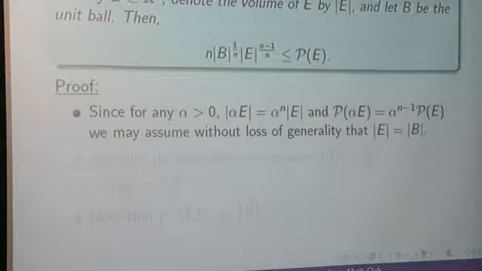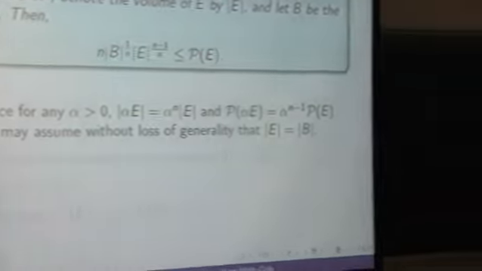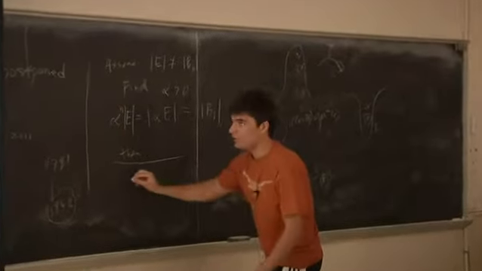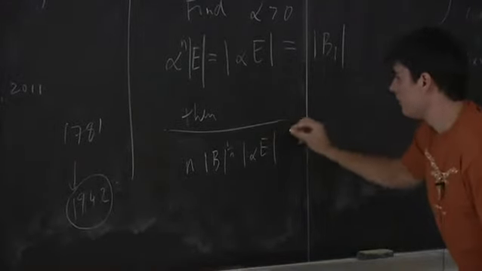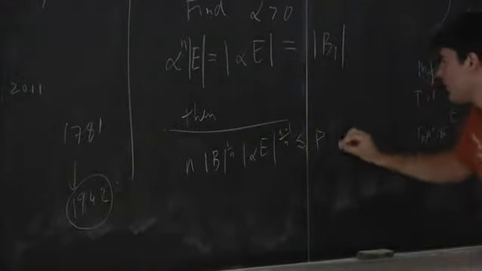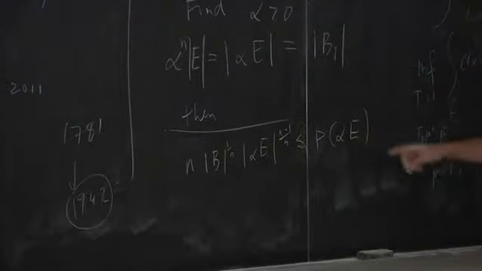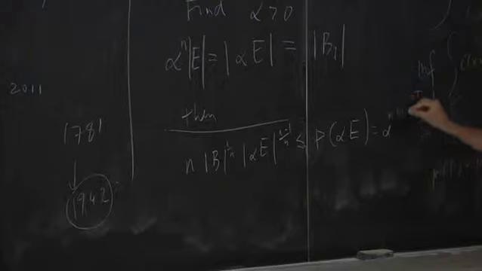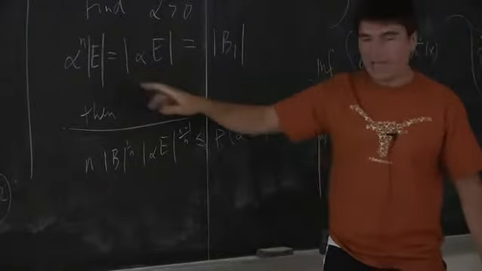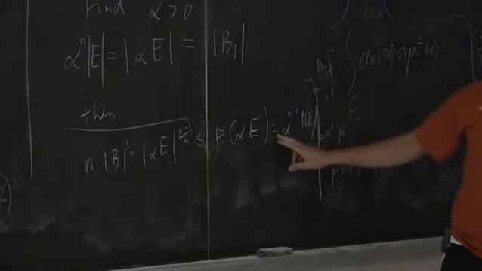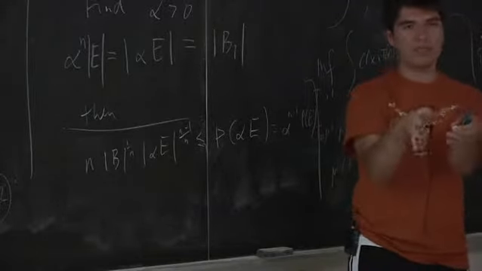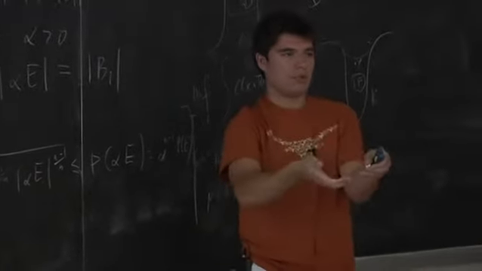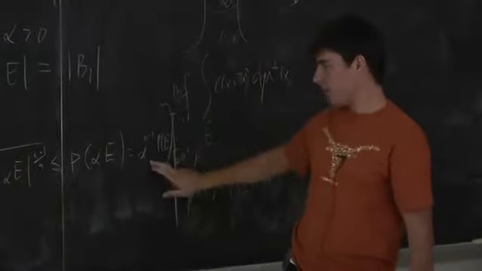So since alpha E, this new set, has the same mass as B1, and we assume that the inequality is true, then we get that the inequality is true with alpha E. But the perimeter scales like alpha to the n-1 times the perimeter of E. And if you believe this, then it shouldn't be too hard to convince you that this is true, because in some sense the surface is n-1 dimensional. So think of R3, you've got the ball, it's 3-dimensional, but its surface, the sphere, is 2-dimensional, right? So this is not too hard to believe.